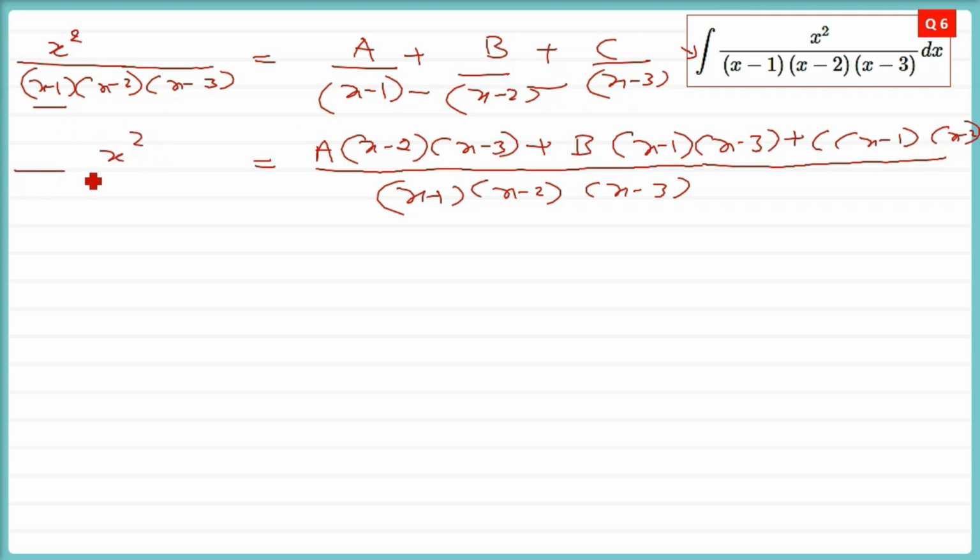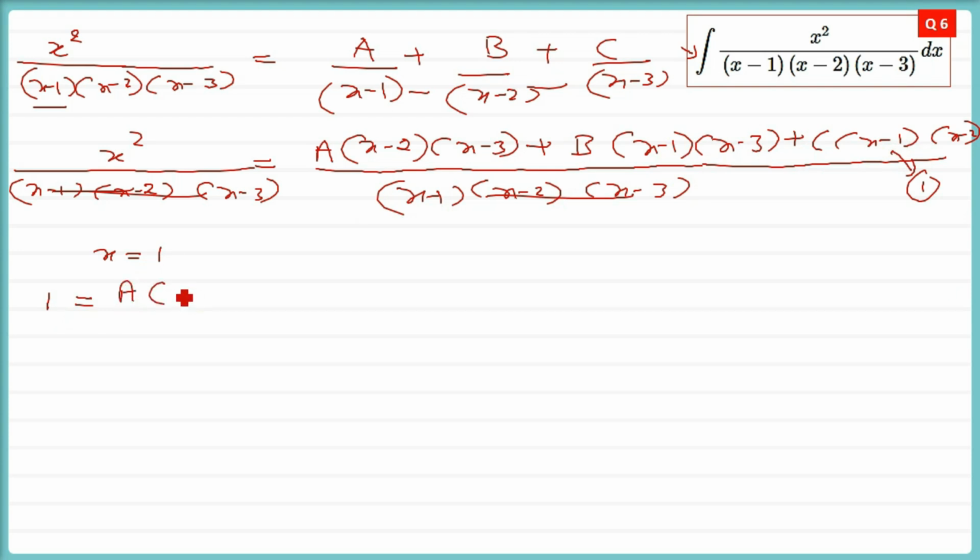So we have x squared divided by x minus 1 into x minus 2 and x minus 3. Just cancel these. Now if you place x equals to 1, 2 terms will be 0. X minus 2, x equals to 2, 2 terms will be 0. That's how we'll go about it. So when you put x equals to 1, c and b terms will vanish. So when you put x as 1, 1 square will be 1, will be equal to a into 1 minus 2 into 1 minus 3. So 1 will be equal to a, negative 1, negative 2. So this a will become 1 by 2.